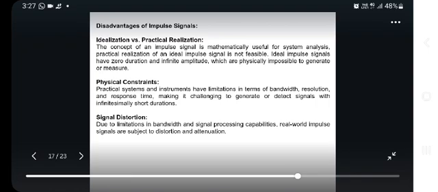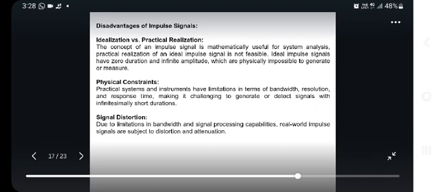Next, some disadvantages of impulse signals: idealization versus practical realization, physical constraints, and signal distortion. Idealization or practical realization means the concept of an impulse signal is mathematically useful for system analysis, but practical realization of an ideal impulse signal is not feasible. Ideal impulse signals have zero duration and infinite amplitude, which are physically impossible to generate or measure. In physical constraints, practical systems and instruments have limitations in terms of bandwidth, resolution, and response time, making it challenging to generate or detect signals with infinitely short durations.